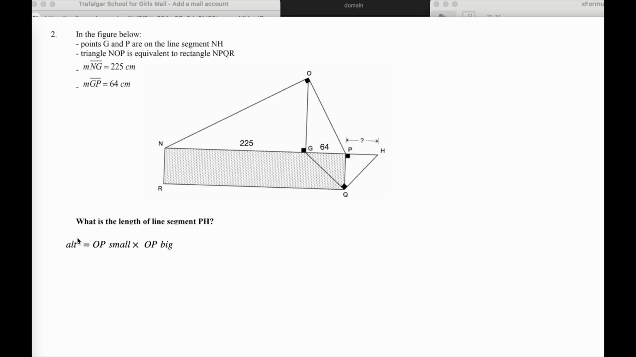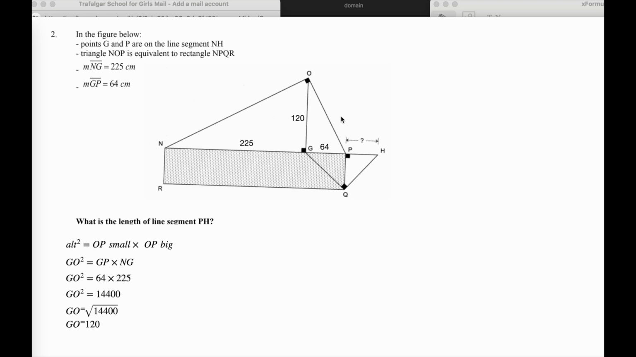The altitude squared is equal to the orthogonal projection of the small side onto the hypotenuse times the orthogonal projection of the big side onto the hypotenuse. Which means GO, that's the altitude, squared is equal to GP times NG. GO is what we don't know. GP is 64. NG is 225. So GO squared is 14,400. Take the square root of which is 120. GO is 120.